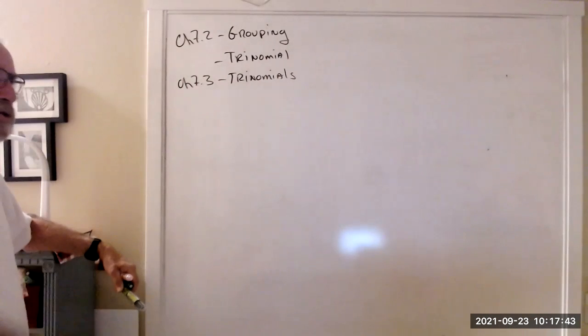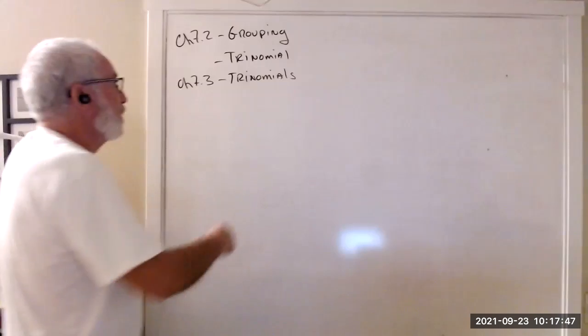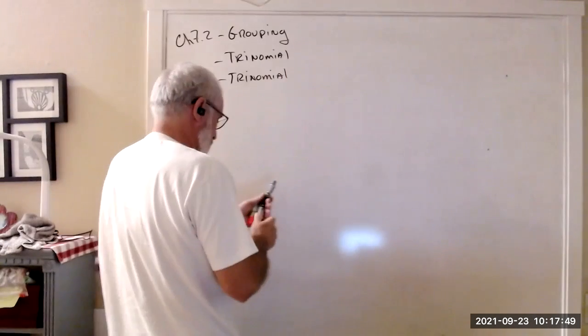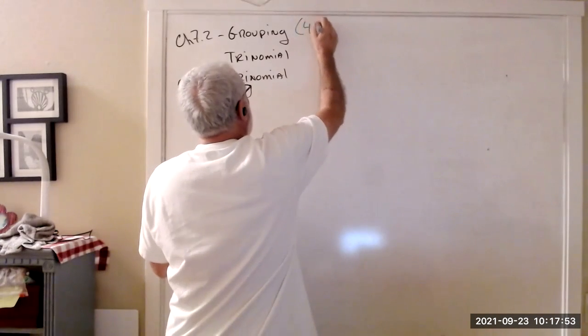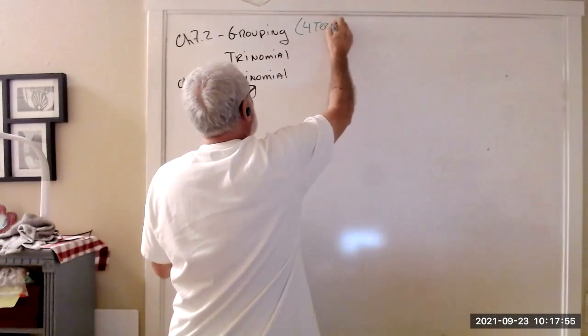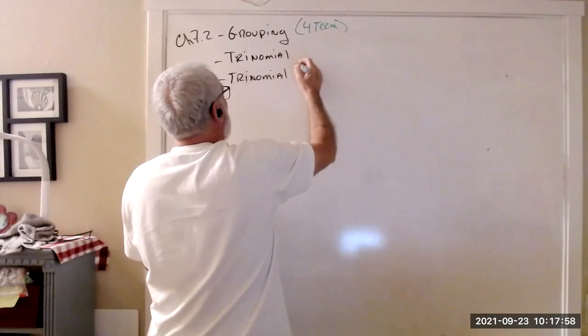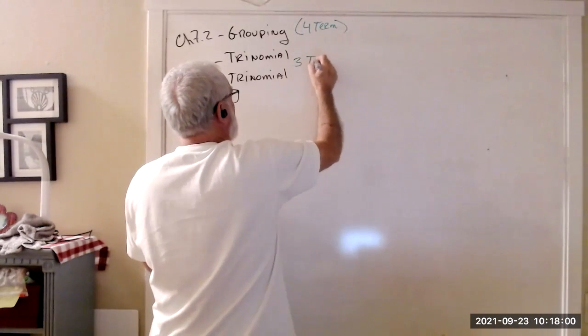For your purposes, you don't care. You just factor a trinomial as a trinomial. But I'll show you. Let's go back up here. Grouping, remember, always had 4 terms, and trinomials will have 3 terms.